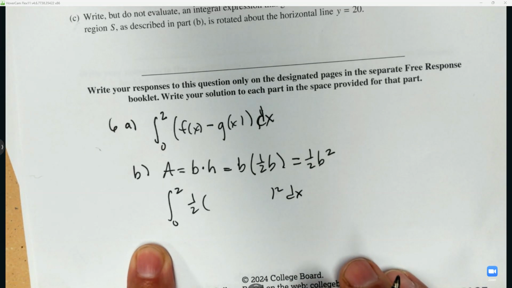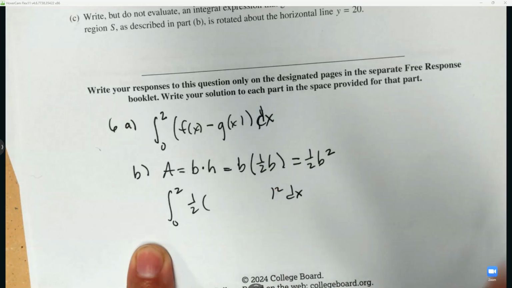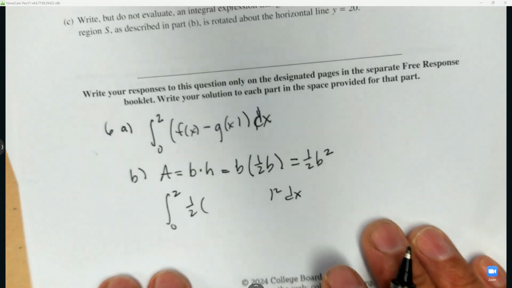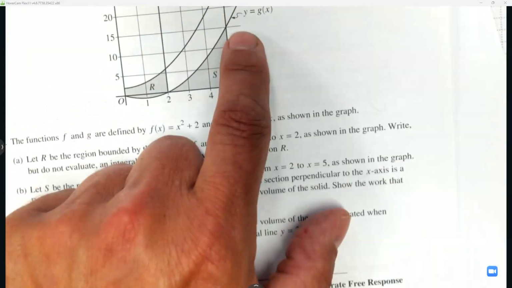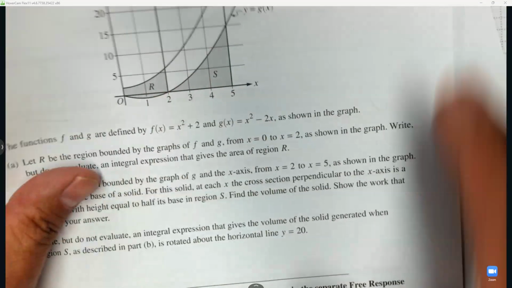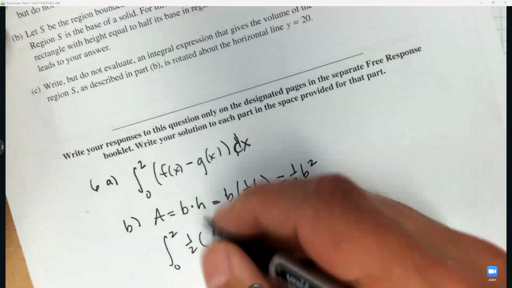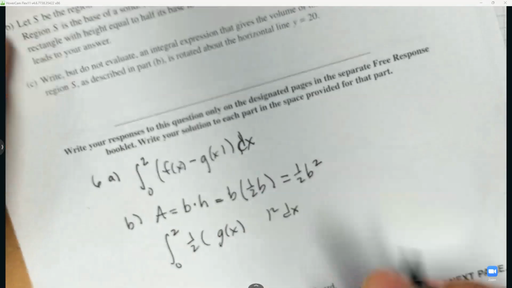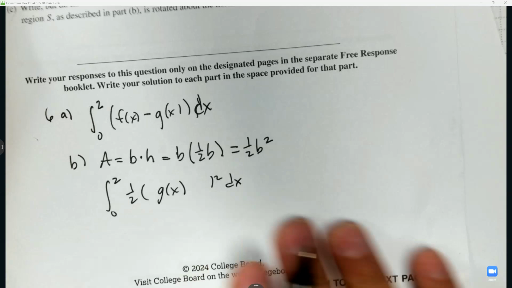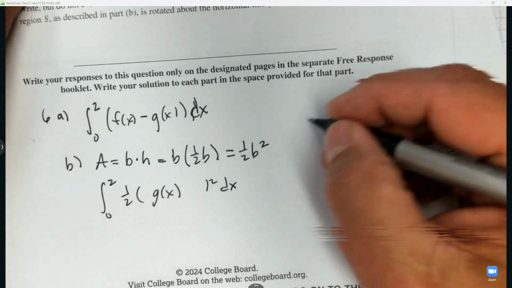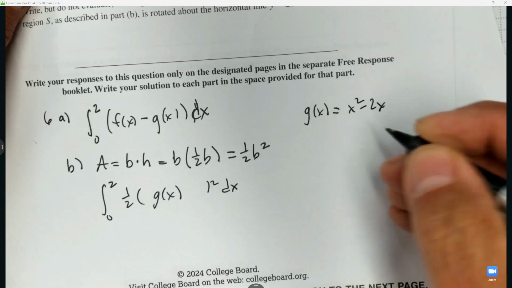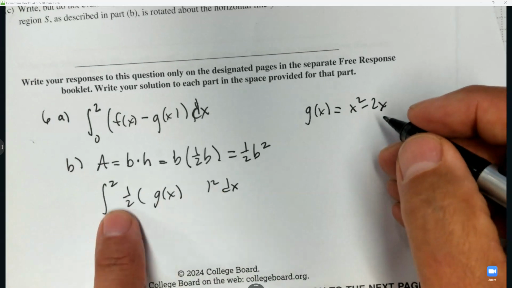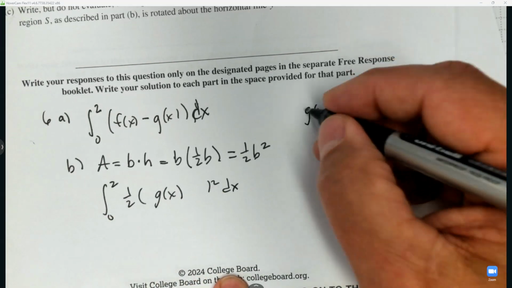I'm also going to recognize that it says not just to set it up, but to find the actual volume. So I want to set it up and then find the volume. So I'm going to go top subtract bottom. So that's g of x subtract 0. So g of x subtract 0 is just g of x, and then that's what I'm going to solve. So I know that g of x is x squared minus 2x, and I have to square it.